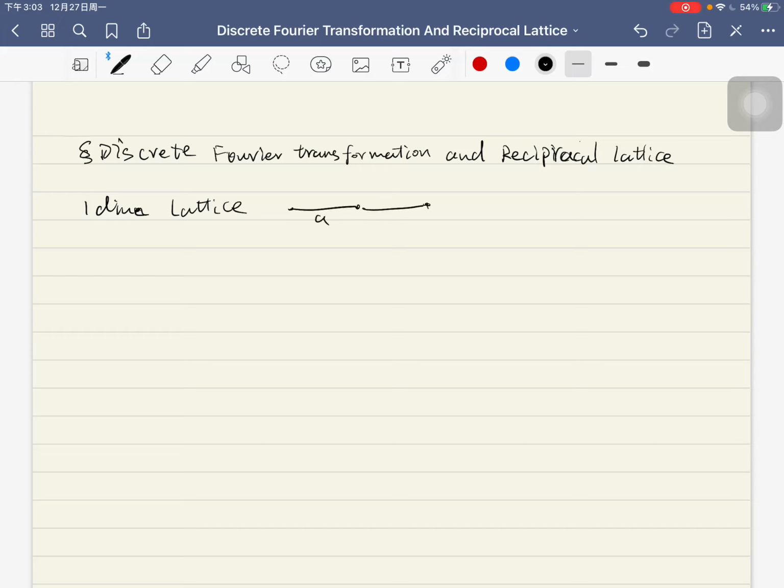It has the interval a, and its reciprocal lattice becomes 2 pi n over a. In real space the lattice constant is a, and the reciprocal lattice becomes 2 pi over a, and the Brillouin zone is minus pi over 2a to pi over 2a.